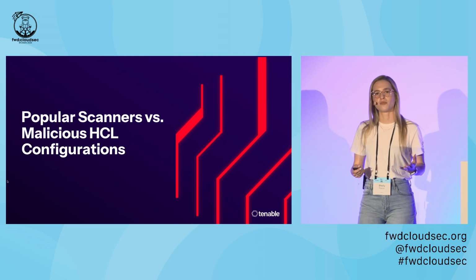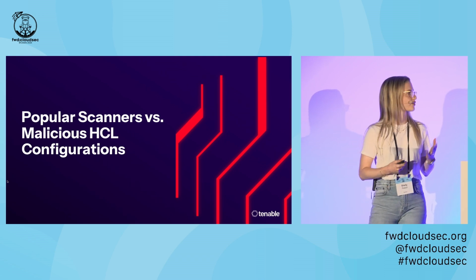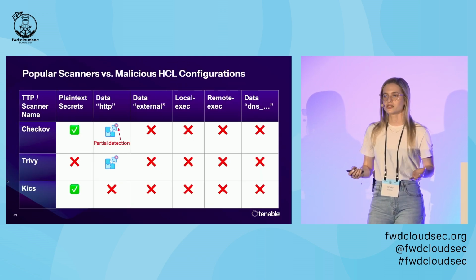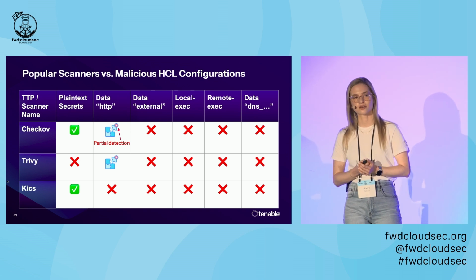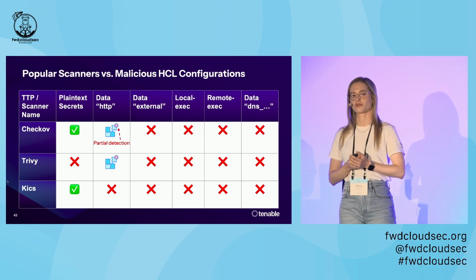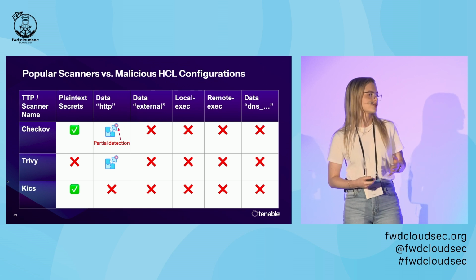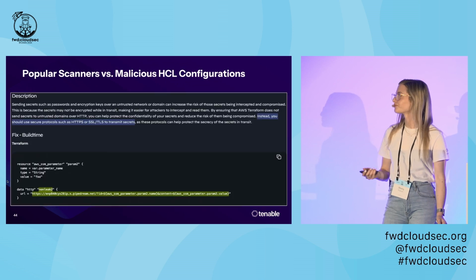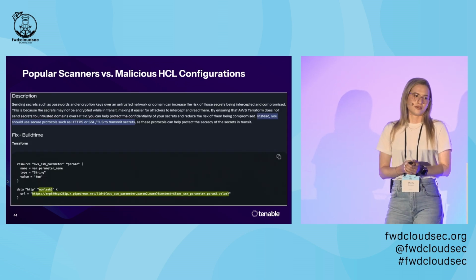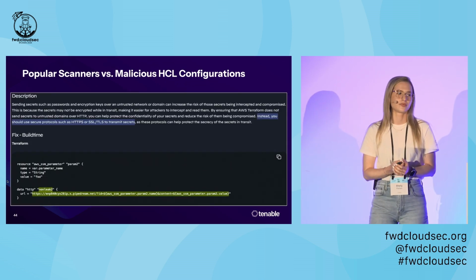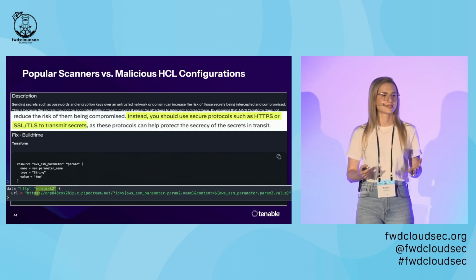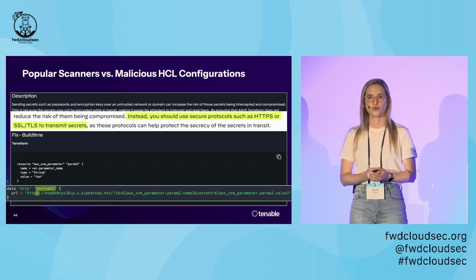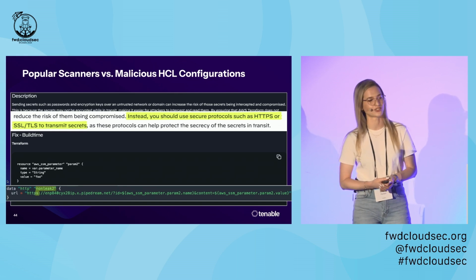Now, let's see what some common IaC scanners have to say about our malicious HCL configurations. You might be surprised, but the most common scanners almost always fail to detect the risks we've just talked about. I used Checkov, Trivy, and KICS in my analysis, and the results were disappointing. The industry is behind. One vendor suggests here that instead of leaking secrets over HTTP, you should leak them over HTTPS, which is a very dangerous recommendation.